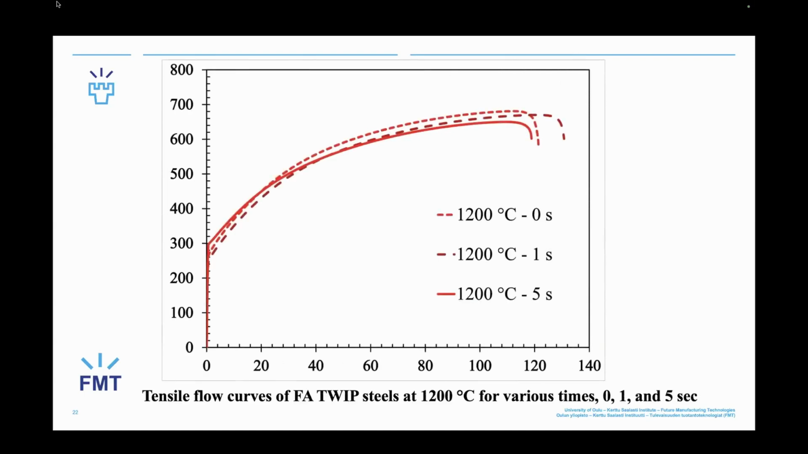However, at 1200 for 0 seconds, 1 second, and 5 seconds, the tensile behavior for the three samples is almost comparable, with no big difference between them. Because the grain size was similar, almost 21, 21, and here 23. That's why we didn't find any significant difference in the mechanical behavior between the material flash annealed at 1200.